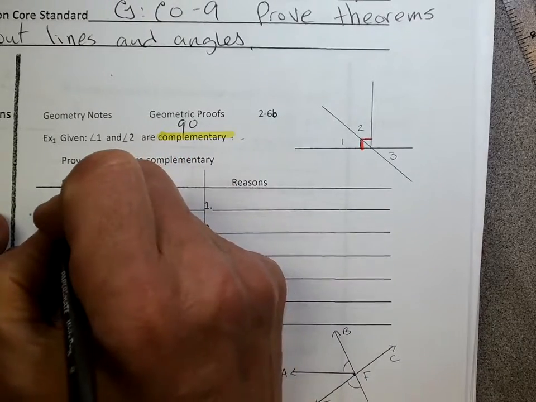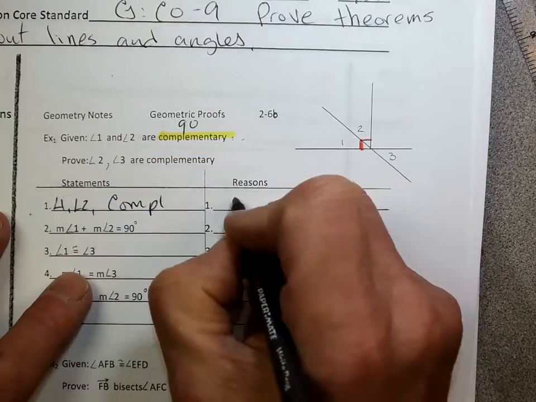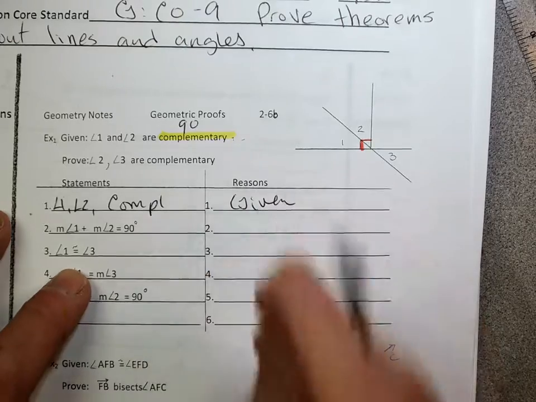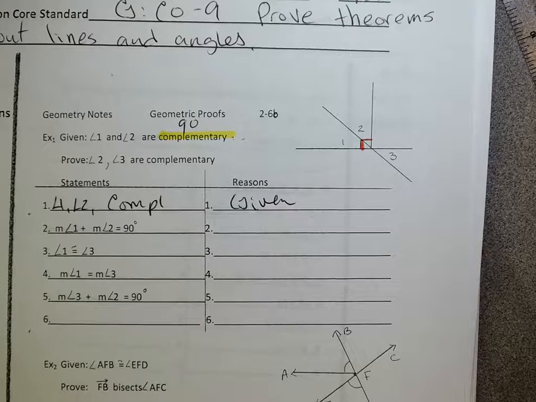Nice job, Katie. Angle 1, angle 2, complementary, given. Right? Nice. 2. The measure of 1 plus the measure of 2 are 90. Definition of complementary? Yeah, definition of complementary.